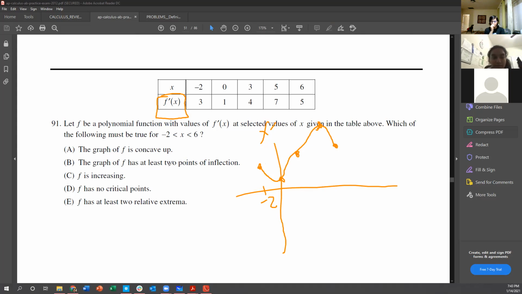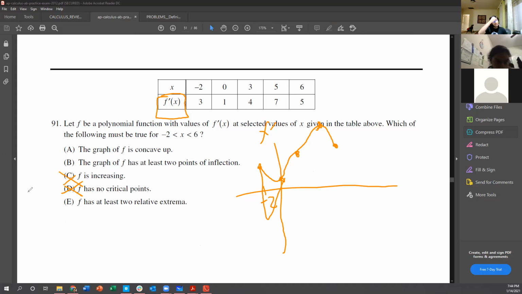Okay, so then wouldn't it just be D, because nothing on the table is... Oh, because it doesn't show the values in between. Yeah, because it could. Critical point means derivative equals 0, so it could look like this. We just don't know. So that's the approach, right? We want to find counterexamples. So that rules out D, which is good. F is increasing. Well, f could be decreasing, for example, if it makes a dip here. We don't know. So that eliminates C.